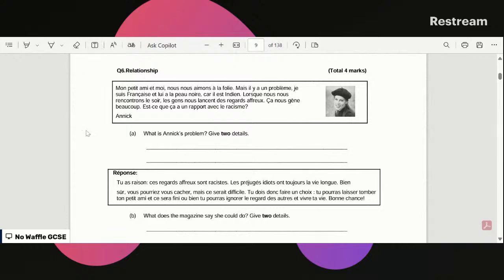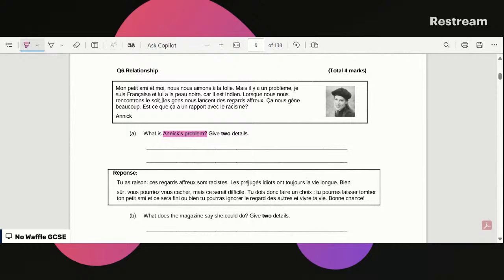Mon petit ami et moi, my small friend and I, nous aimons à la folie. Nous aimons means we both like, and then la folie means the madness. So we're both as mad as each other. So let's actually start by looking at what we're being asked. So what is Annick's problem?